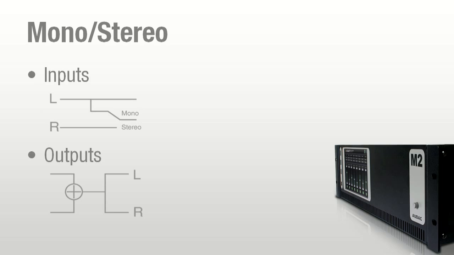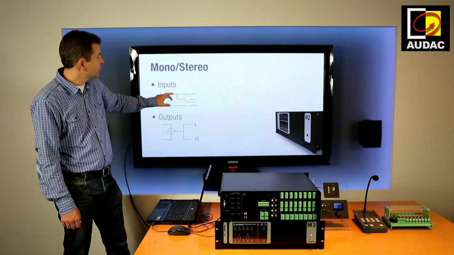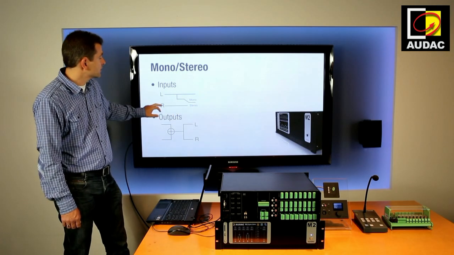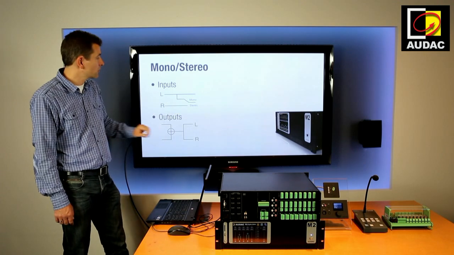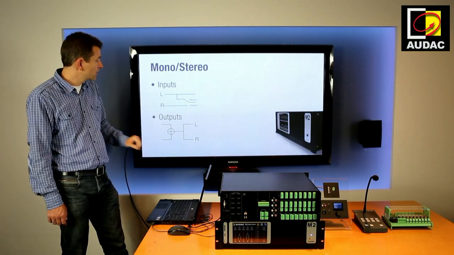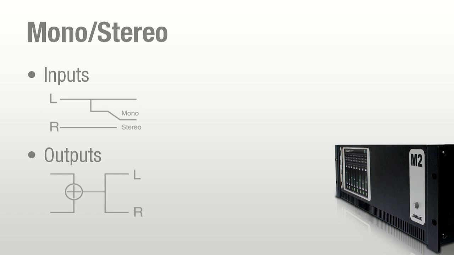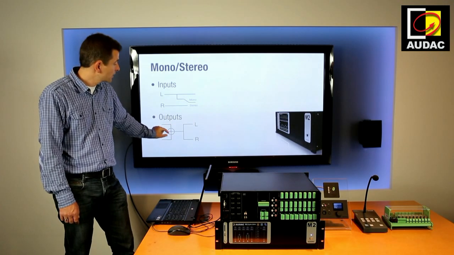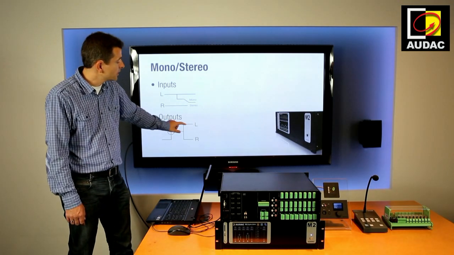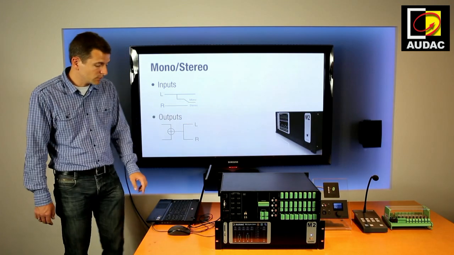We have the option to put the input in mono mode, because microphones are most of the time mono. Then the left signal is copied to the right signal and the right signal is not used. So if you use microphones, always connect to the left input. The outputs can also be switched to mono. Left and right will be mixed to one mono signal and will be sent to left and right output on the back of the M2.